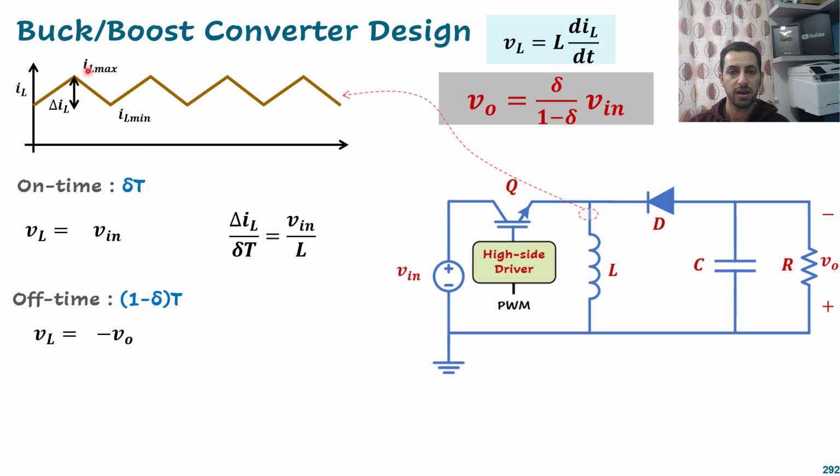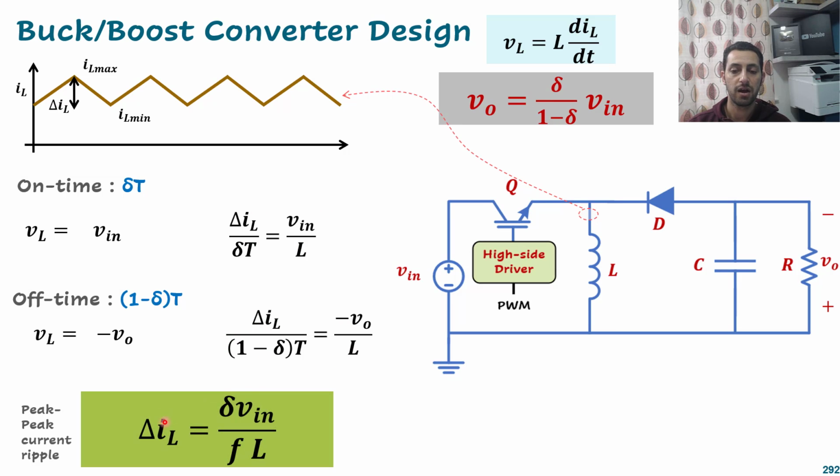I can say that the ripple is IL maximum minus IL minimum, okay, and that happened during 1 minus delta t, and by using the same equation I can say delta IL, which is delta IL here, happened during 1 minus delta t, and the value of VL was minus V output divided by L, okay. So I can use that equation or that equation, and finally I can get delta IL. It's the same equation as the boost converter, and we can reduce IL by changing the value of L or changing the value of the frequency.